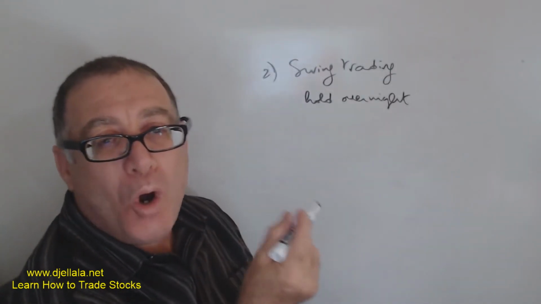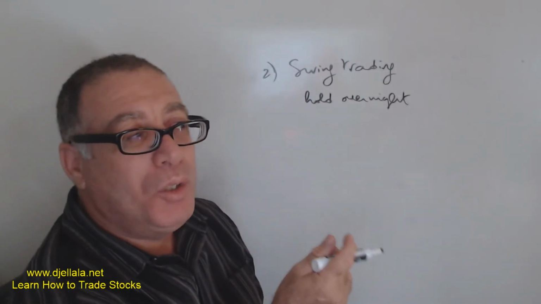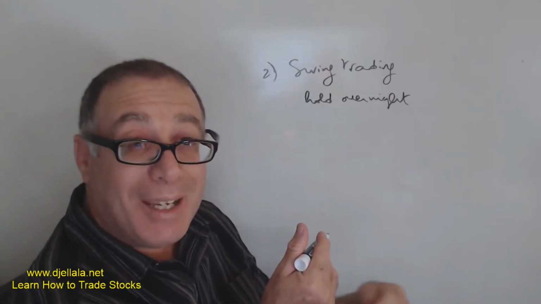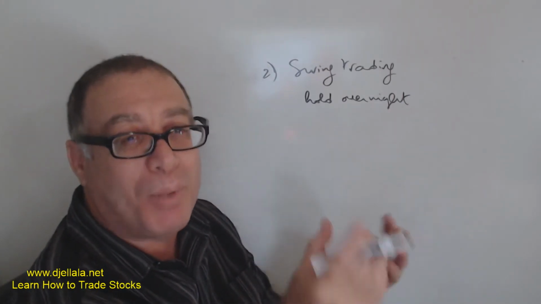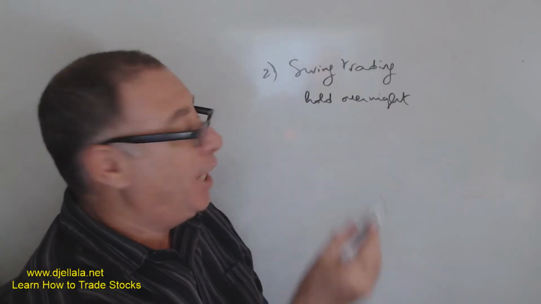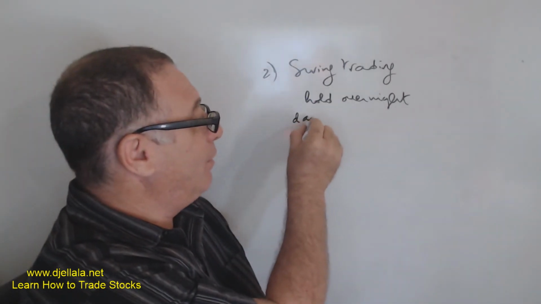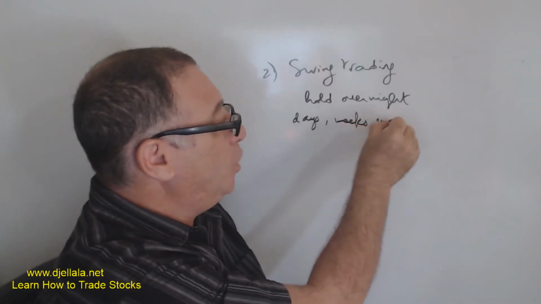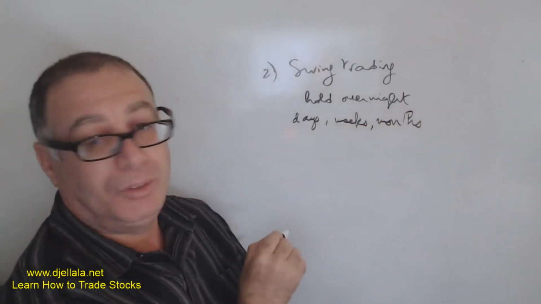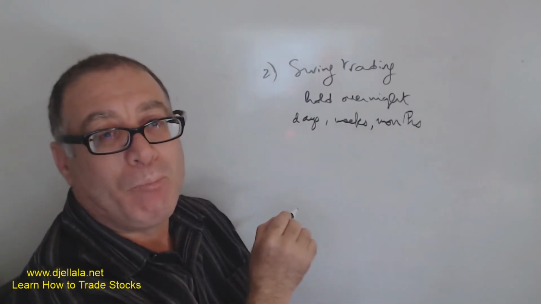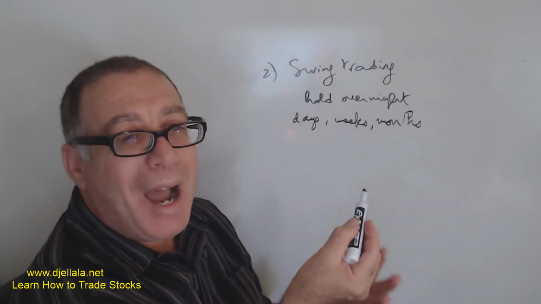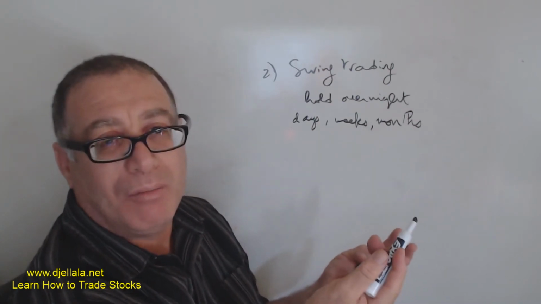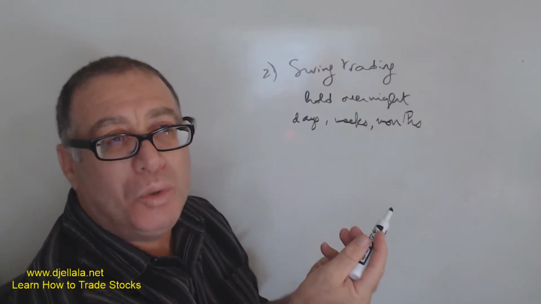Now, why do you hold overnight? Because you want to hold for many days if the stock is going up in order to get all that profit for all these days. It could be days, it could be weeks, it could be even months. It could be all these. Now, why do people do swing trading? What's the reason? Why don't they just do day trading?